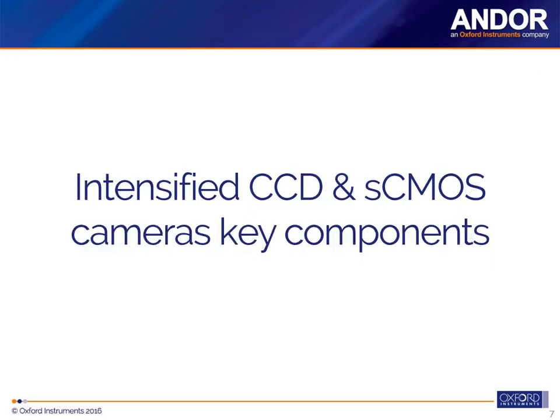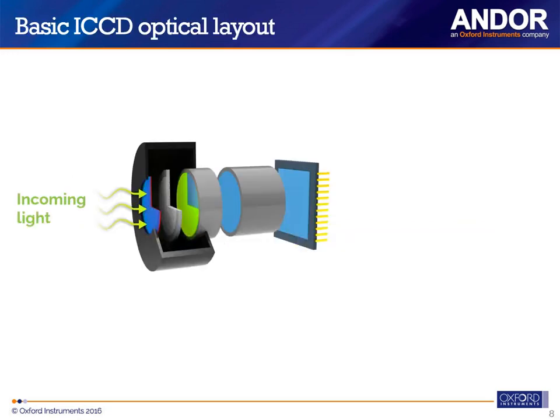Let's look a little bit more in detail at some of the key components of ICCDs. This is a little diagram of the optomechanical arrangement of an ICCD. The incoming photons come from the experiment at different wavelengths and are absorbed and converted to photoelectrons to be detected eventually by the sensor.